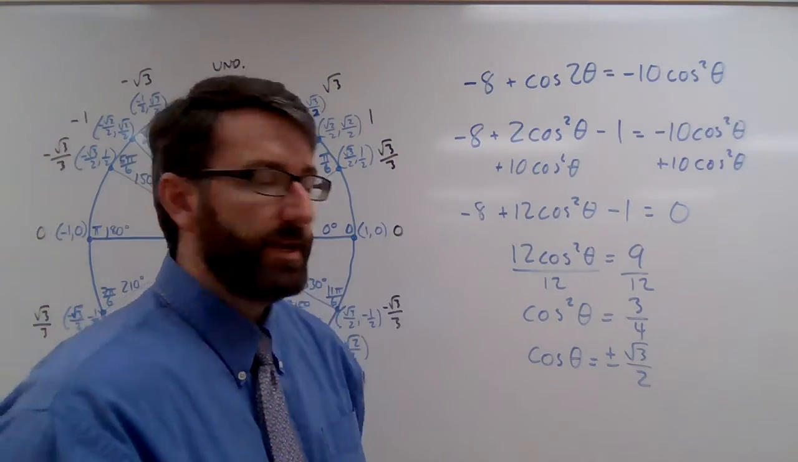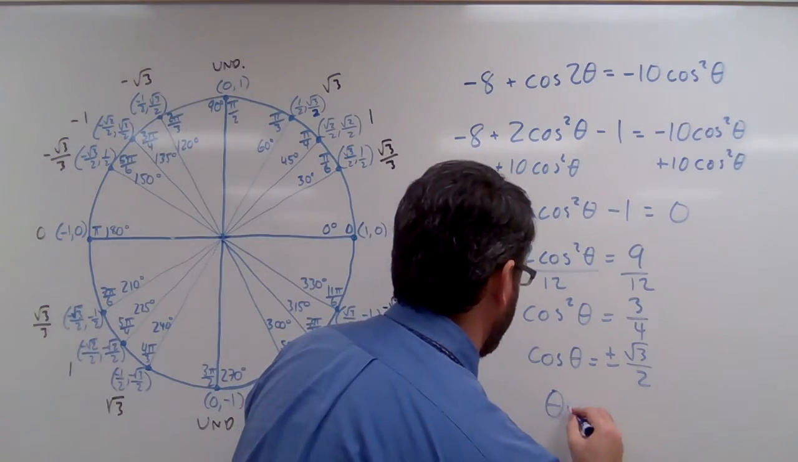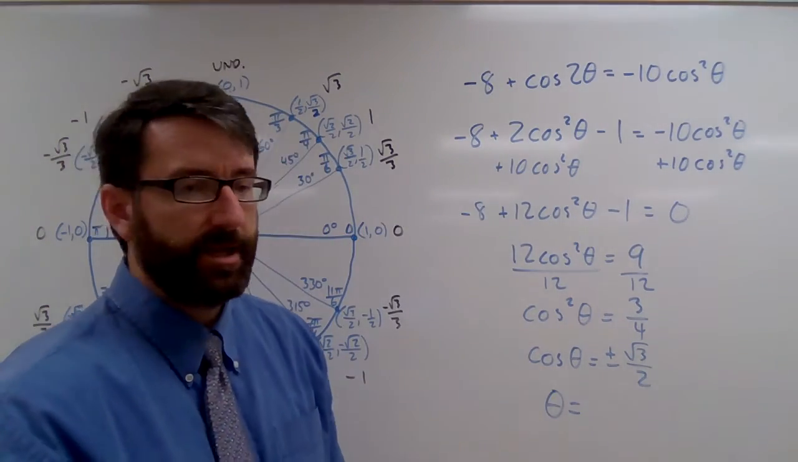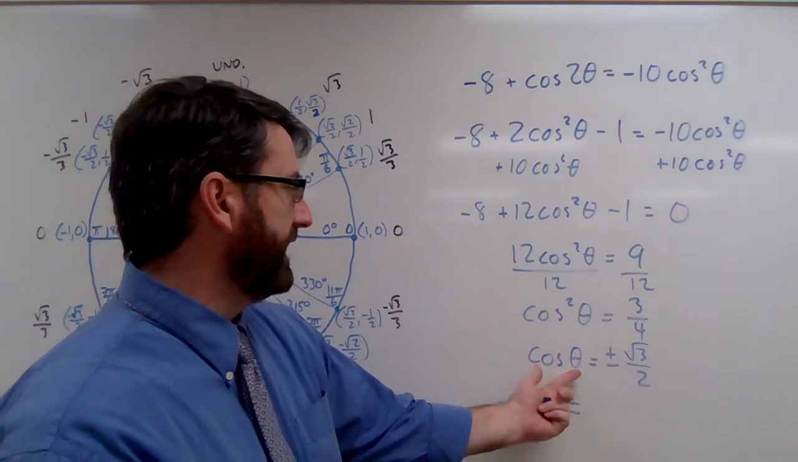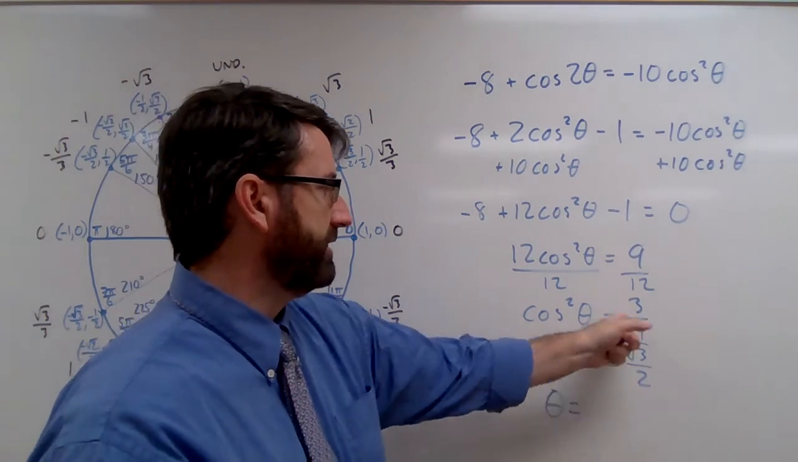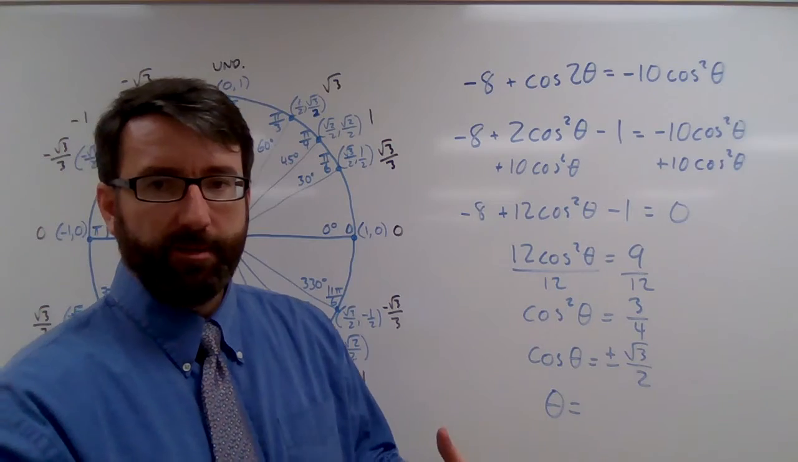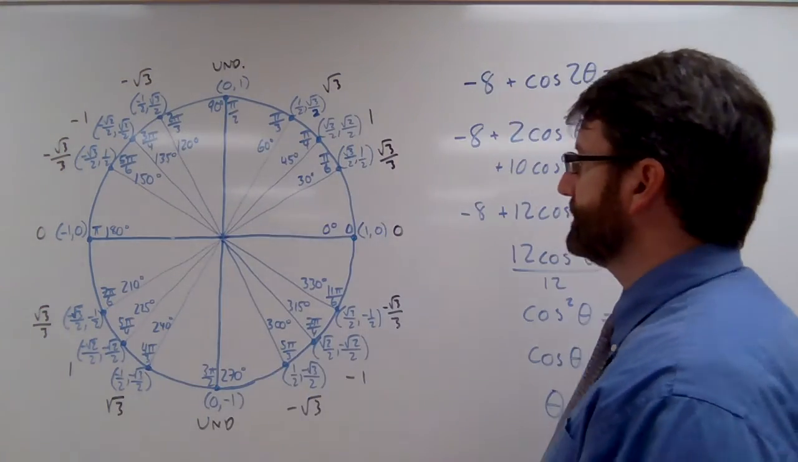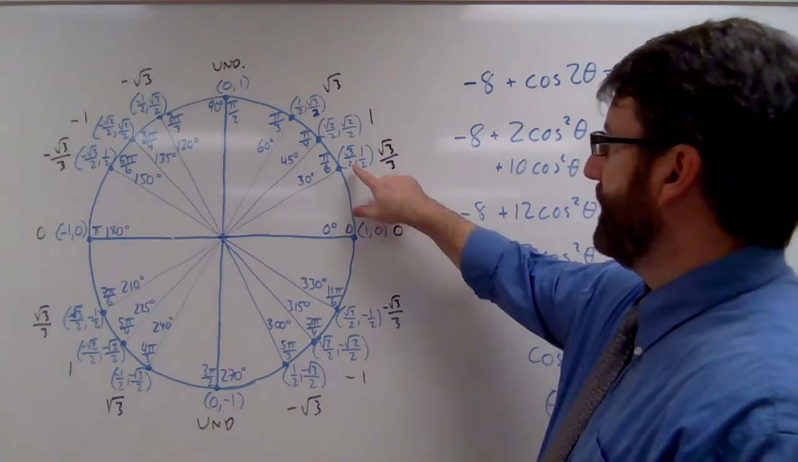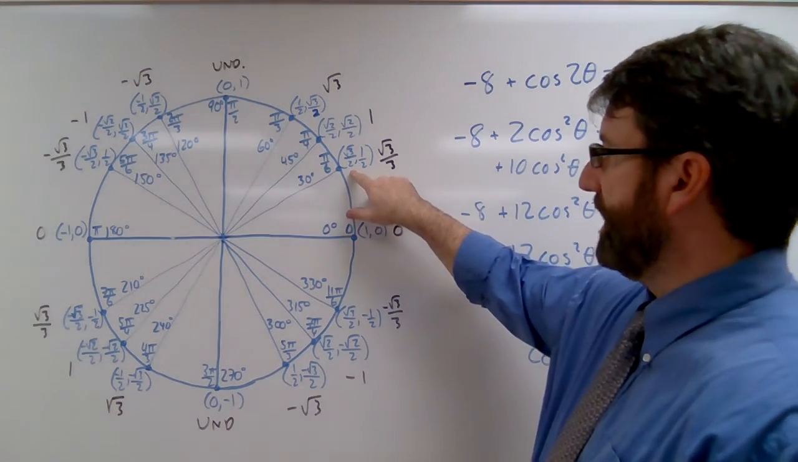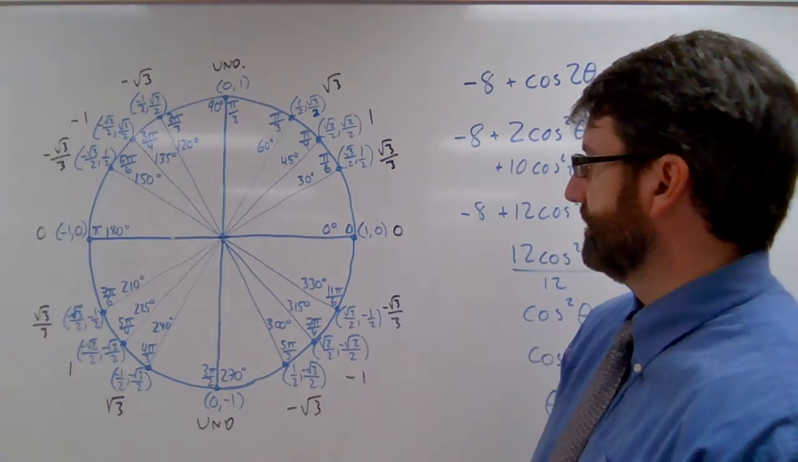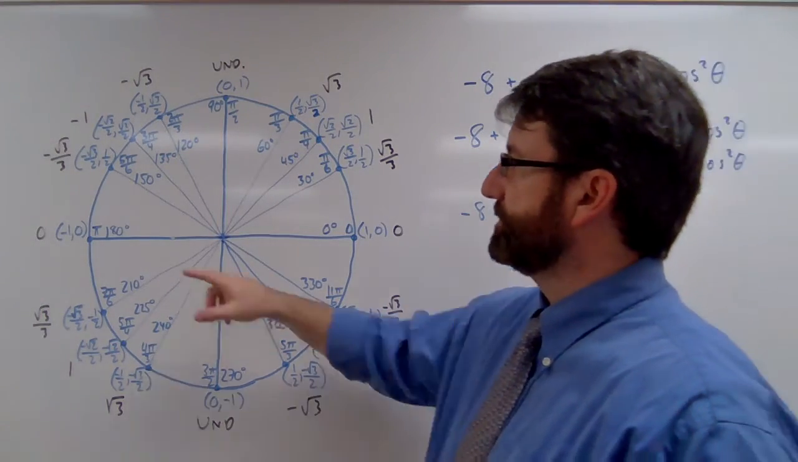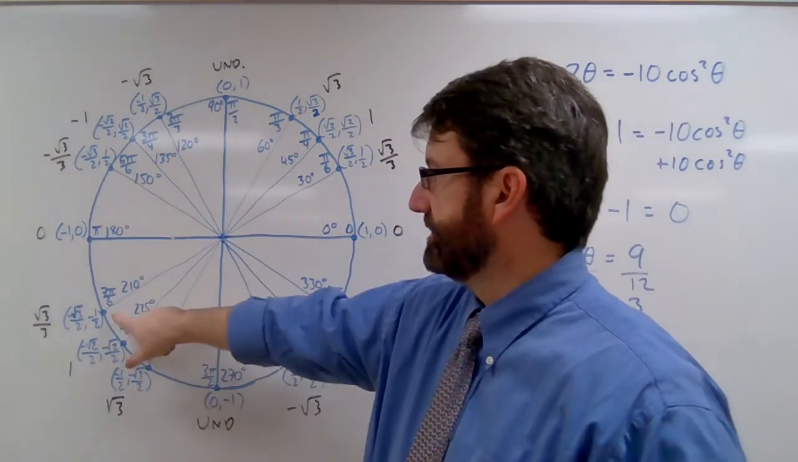All right, now we're ready to look on our unit circle and find at what angle theta the cosine of that angle is equal to either positive square root of 3 over 2 or negative square root of 3 over 2. So cosine is positive square root of 3 over 2 at pi over 6 and at 11 pi over 6. And it's negative square root of 3 over 2 at 5 pi over 6 and at 7 pi over 6.